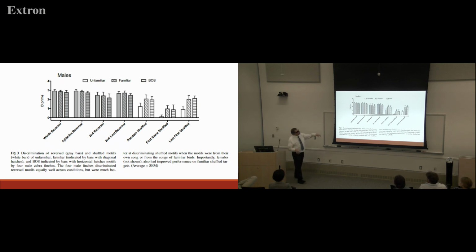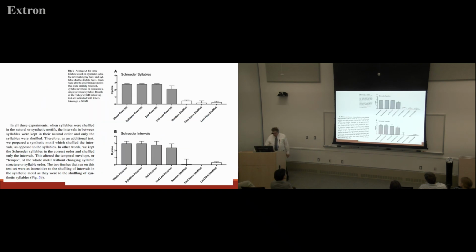So here are the unfamiliar songs, the familiar songs, and then the bird's own song manipulated in these various ways. It basically recapitulates the whole thing. Here we have it with the Schroeder syllables. So these are the perfectly controlled acoustic syllables. You get an even stronger effect. These are with the finch. So they can do the reversals. They can't do the shuffles.